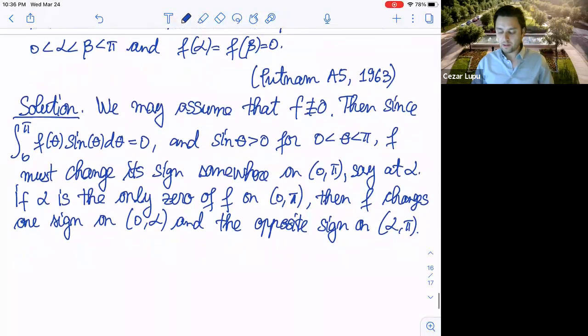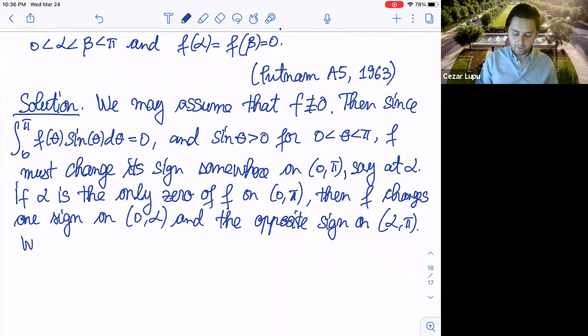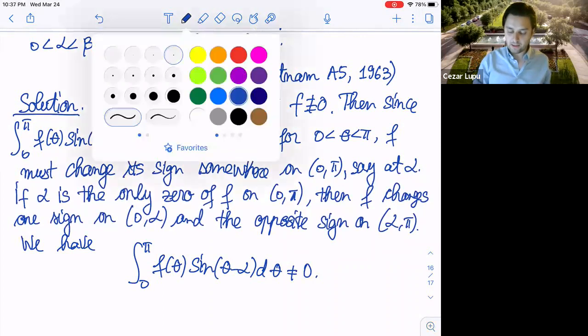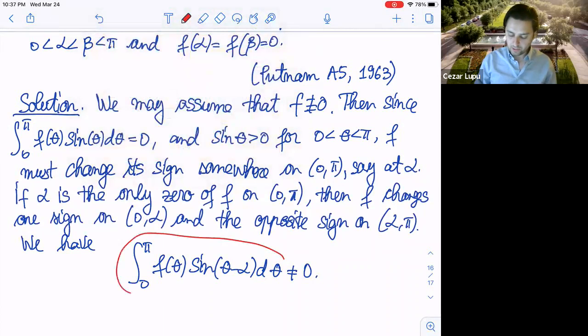Well, in any case, we will have that the integral from 0 to pi of f of theta times sine of theta minus alpha, d theta, is different than 0. So this will happen, right? All right, great. But on the other hand, I would like to look at this integral and I would like to expand it. So I'd like to look at this guy here and expand it.